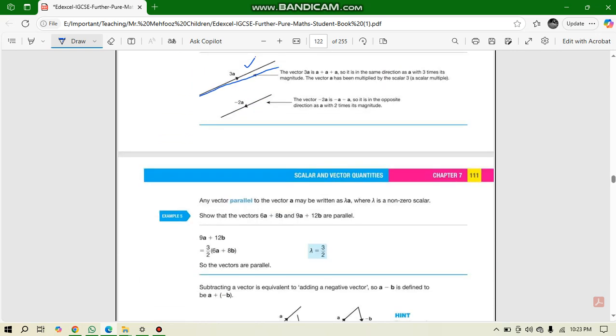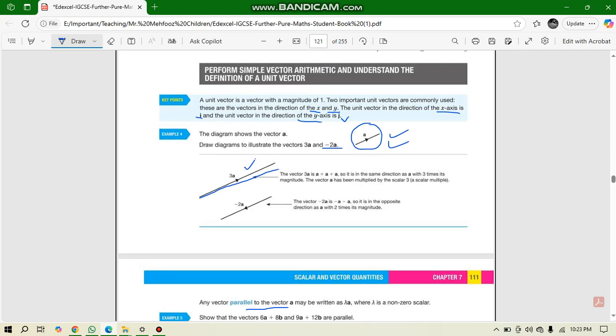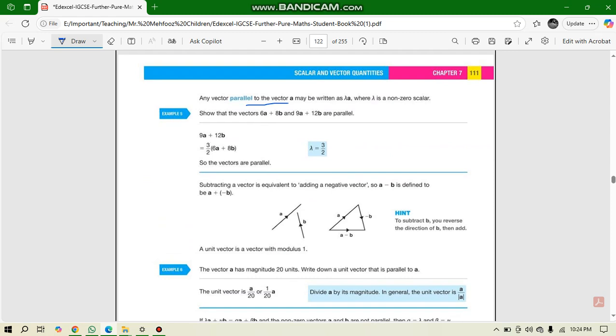Okay, so next one is any vector parallel to a vector a may be written as lambda times a, where lambda is a non-zero scalar. So if two vectors are parallel, it means that they both are scalar multiples of each other, right? Next one is example 5. Show that the vectors 6a plus 8b and 9a plus 12b are parallel. So it means that we just have to prove that both are scalar multiples of each other.